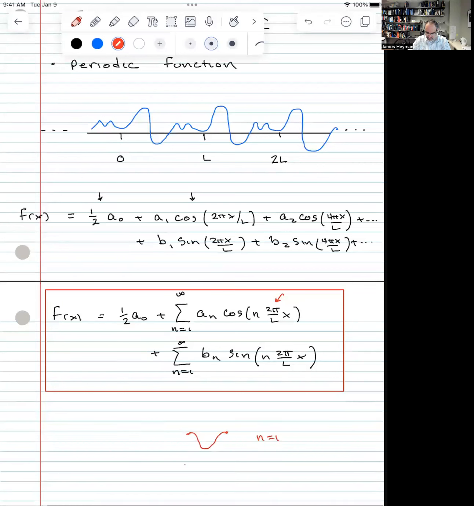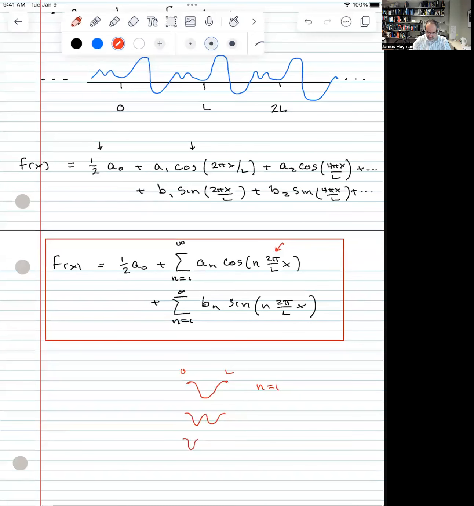For n equals 2, we get 2 cycles between 0 and L. For n equals 3, we'd get 3 cycles. Well, you can see how this works. Any term in the series that I've drawn here will repeat either once or multiple times in the range 0 to L. So anything we build out of this will also be periodic with period L. Maybe with a shorter period too, but in general, periodic with period L. The same thing is true for the sine terms.